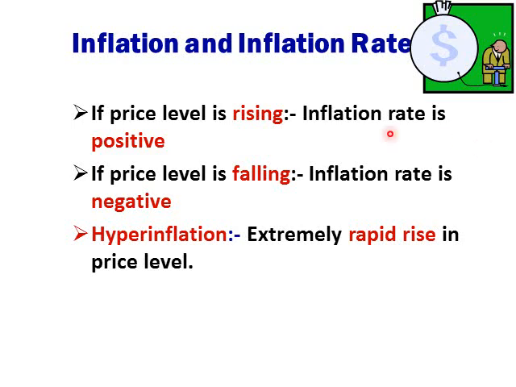Now, if the price level is rising, things are becoming more expensive, we say that the inflation rate is positive. That means the percentage change is a plus to demonstrate that the price level is rising. Now, when things are becoming cheaper, price level is falling, inflation rate is negative. Because inflation measures the increase in the price level, when the price level is falling, the rate that we calculate will become negative.